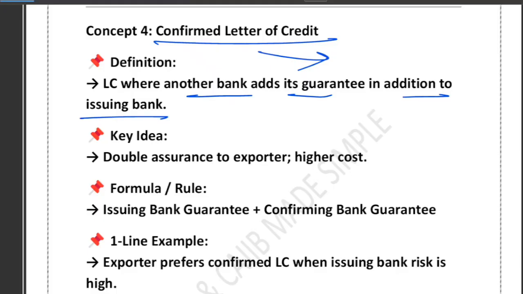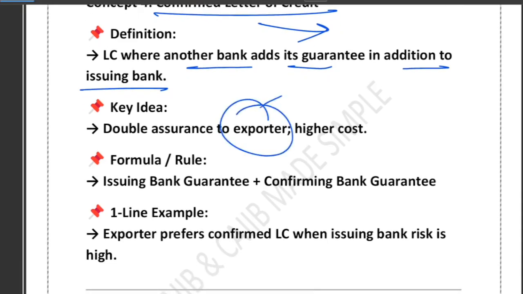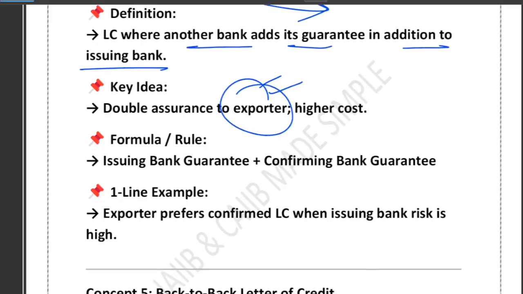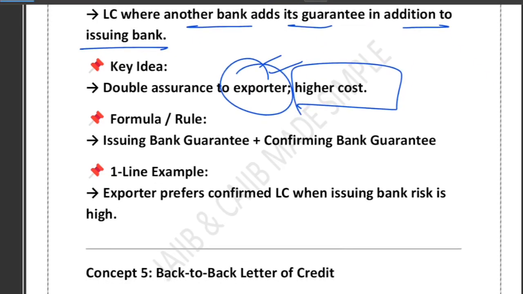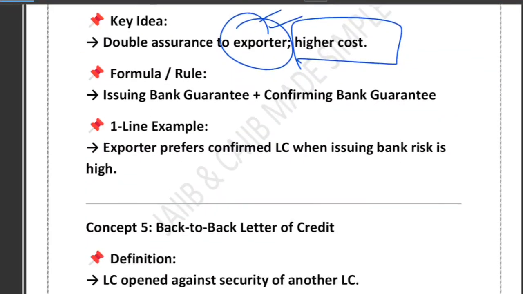So the exporter gets double safety. Now he gets double safety that his payment is assured because he is getting a guarantee from two banks. One is the issuing bank, the other is the confirming bank, right? One thing to remember is that a confirmed LC is more expensive. Yes, the cost is higher because one more bank is involved. So for example, the exporter demands a confirmed LC when country risk is higher. When country risk is higher, in that case a confirmed LC is demanded.